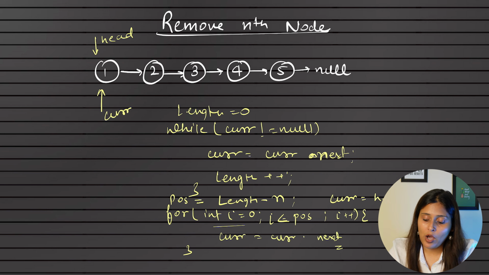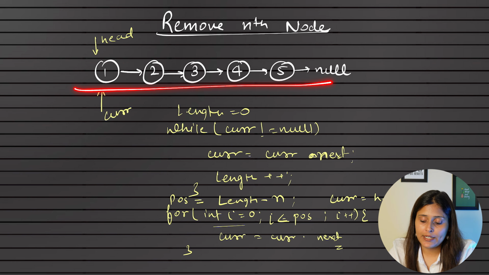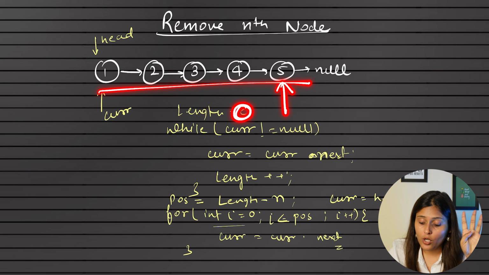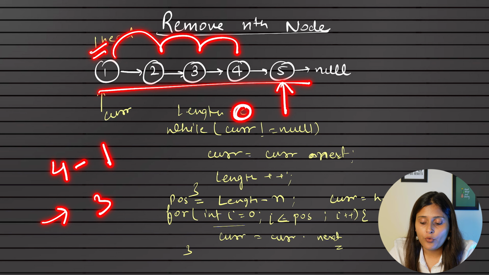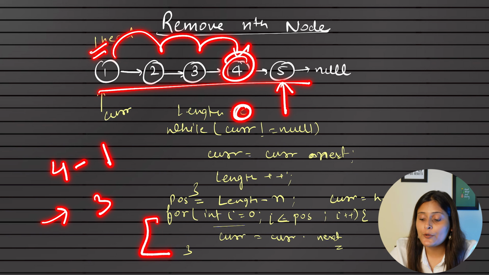Done. So now how many jumps? In this case, suppose we have to delete the very first node. So total length, because we initialized with 0, is 4. 4 minus what we have to delete, 1. Total jumps 3. Start from this, 1, 2, 3. You are at 4. Now after taking these many jumps, how do we delete this node?